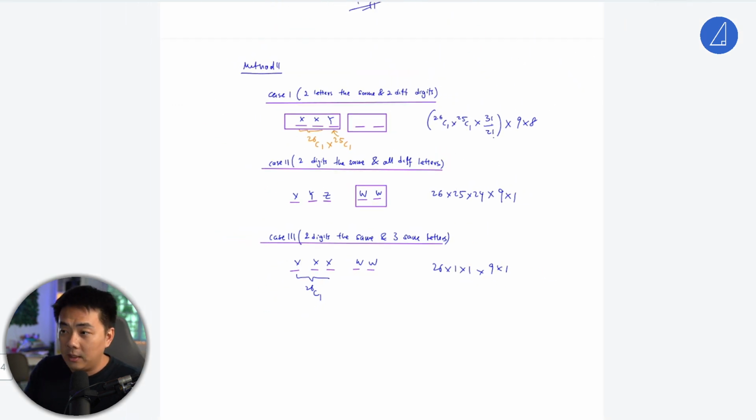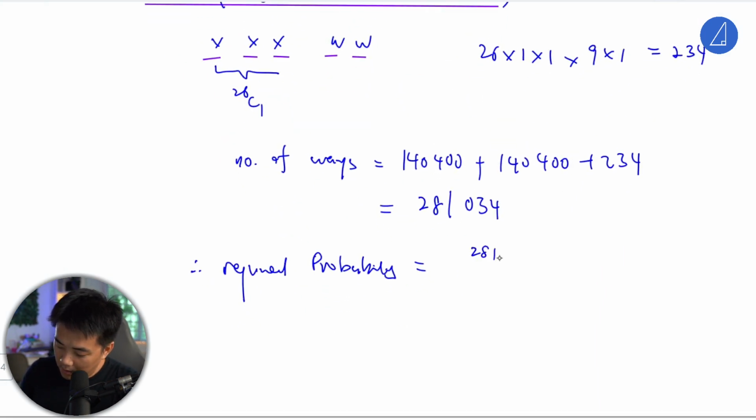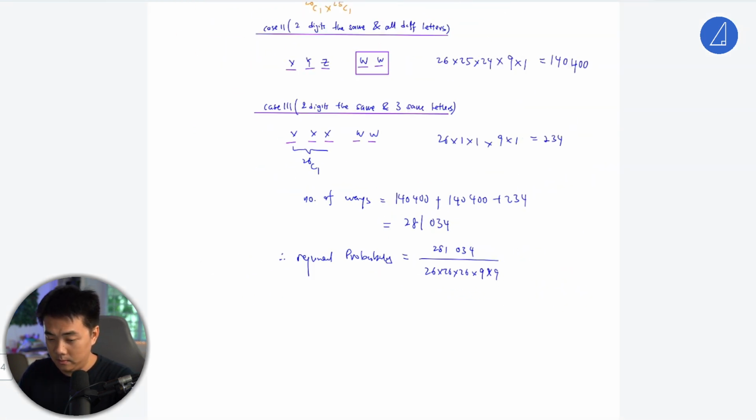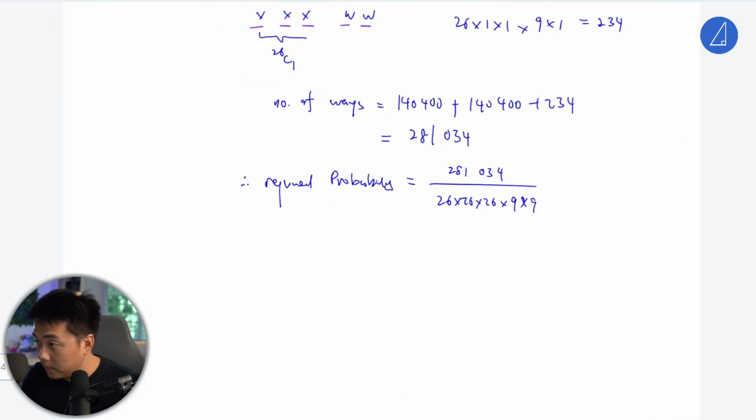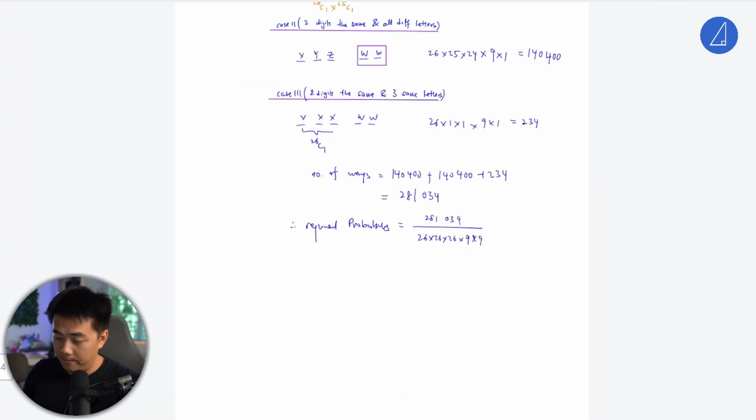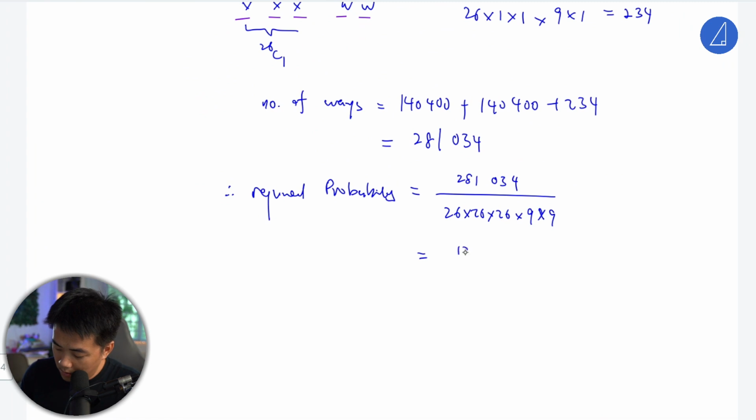So the required probability is to just add everything up, then divide by the no restriction, which is 26 times 9 times 9. So the answer is also the same. You'll get 12016084.